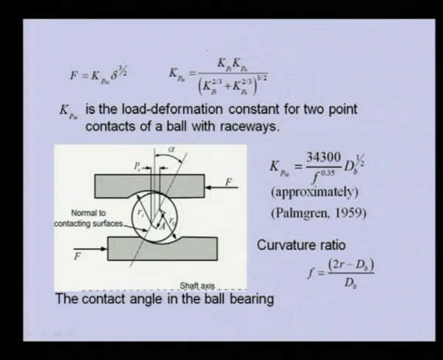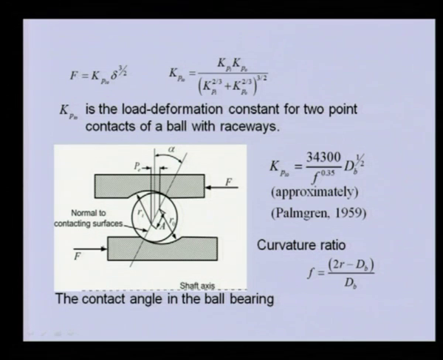Now, this was approximately given by Palmgren like this, where dB is the diameter of the ball and f is given as the curvature ratio, which is given like this, where R is the groove radius. In this figure you can see the groove radius clearly. So this is the radius of the groove, which is the groove radius. This is the deep groove ball bearing.